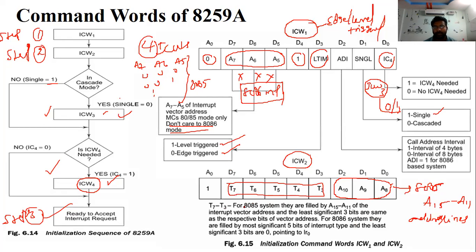Sorry. T3 is used for this. Sorry, these three are used for the 8085 microprocessor. These three are used for A15 to A11 in the 8086 microprocessor. This is one for ICW.